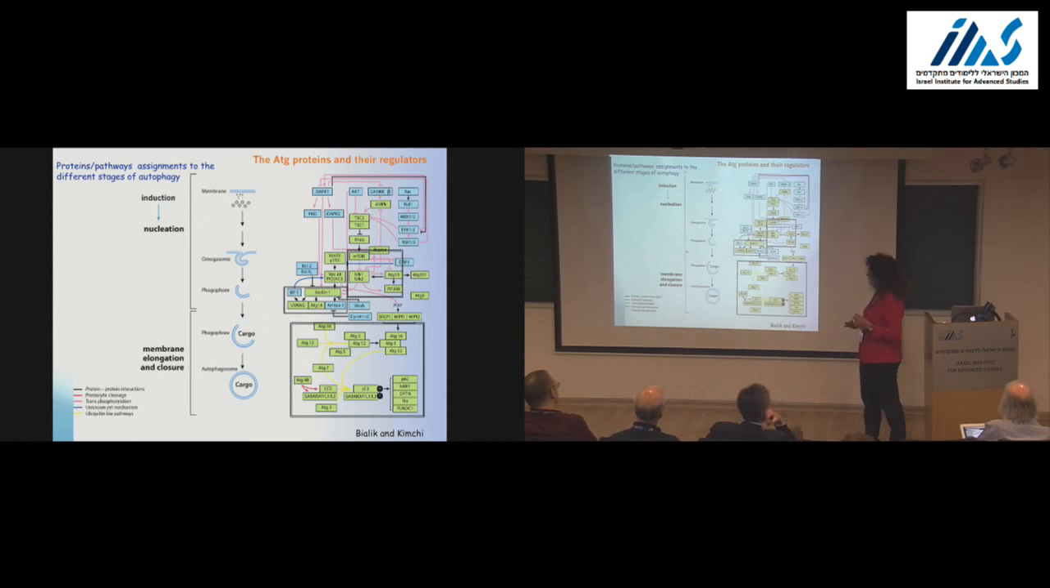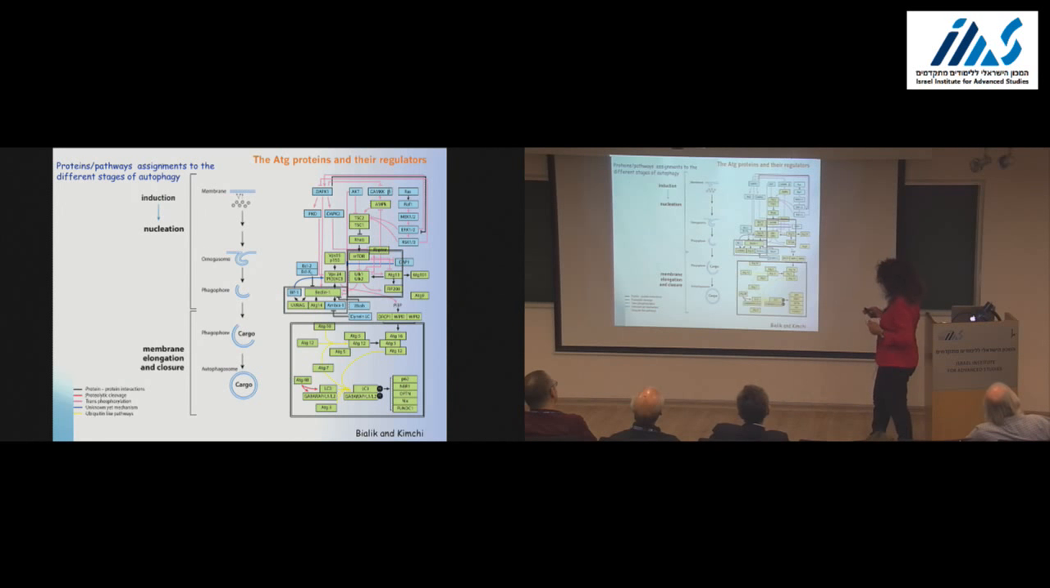And those ubiquitin-like machineries participate in the elongation process. So we can assign different genes to their function in the process, and we have the regulators that regulate them and couple them to the extracellular signal.